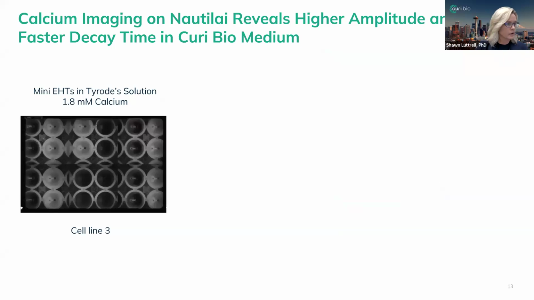And so here we have a video of one plate of tissues. So this is one of the cell lines in our study, cell line 3. And we are culturing this plate in Tyrode solution that contains a calcium concentration of 1.8 millimolar. That's physiologically relevant. Using this pointer here, in column 1, we have tissues that are grown in our Curi Bio medium. And in column 5, we have tissues that were grown in RPMI medium.